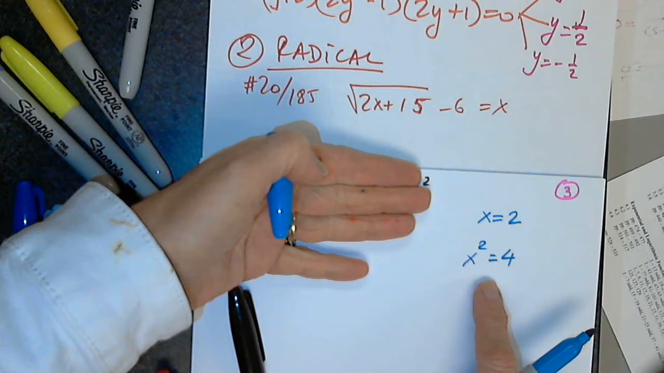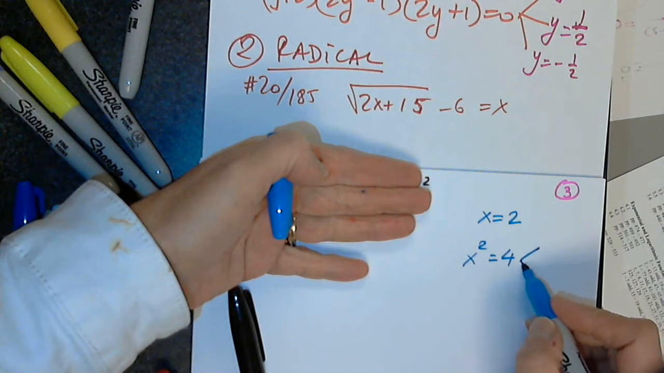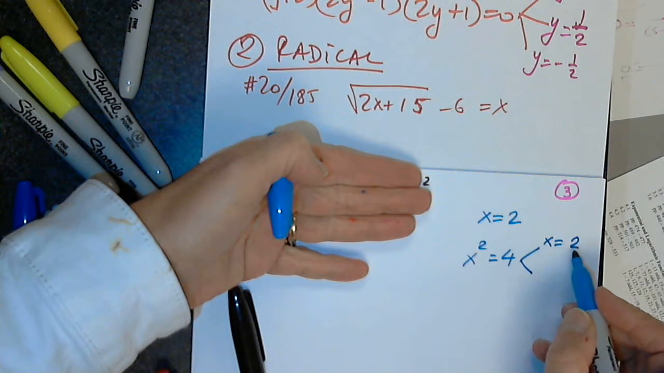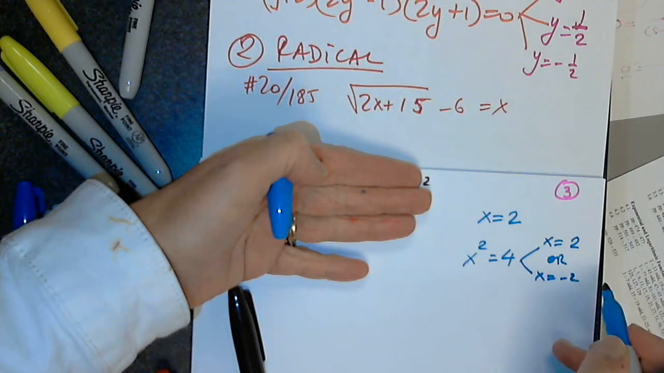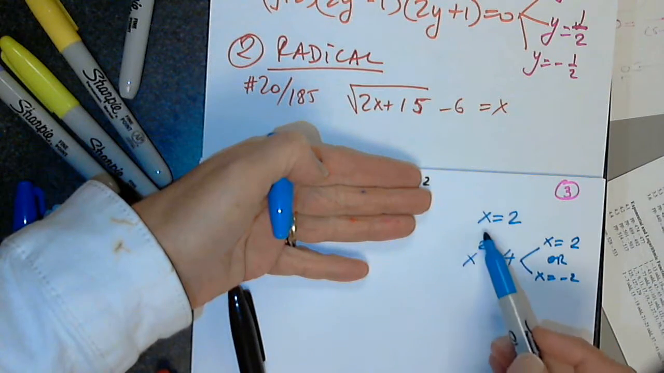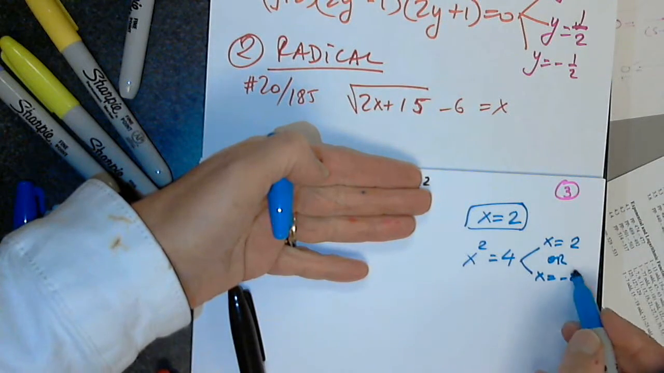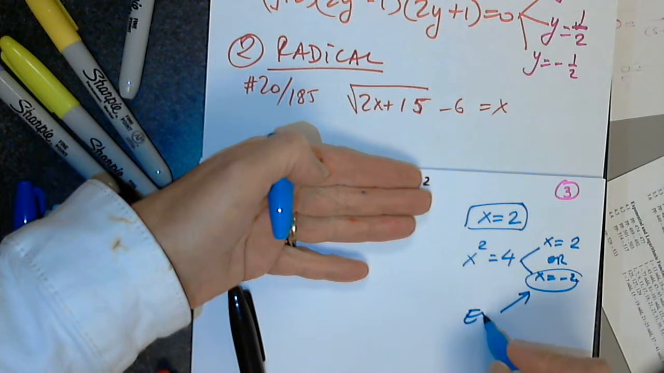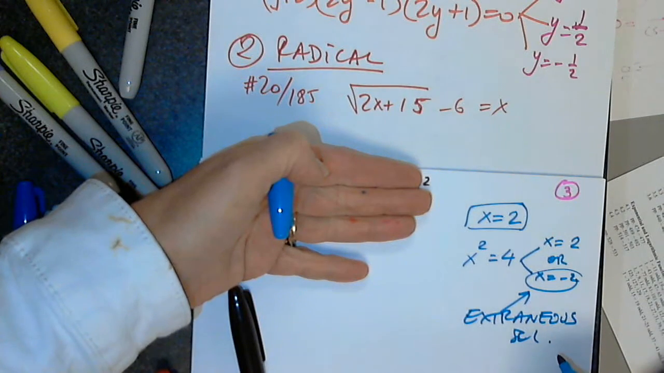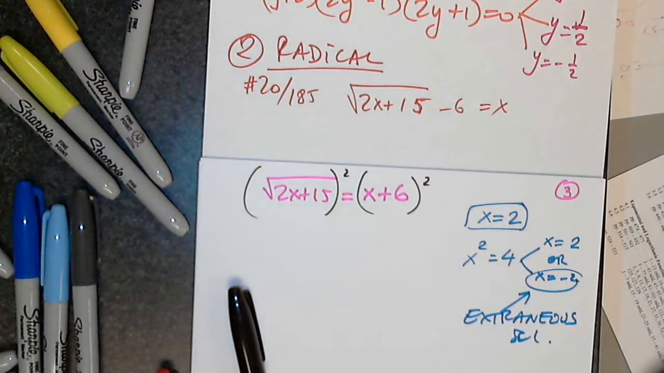How many solutions does it have? And they are? 2 or x equals -2. Which of these two solutions has nothing to do with the equation I started with? Right. So this is called an extraneous solution. It's a byproduct of squaring both sides. It's not legitimate. So squaring both sides is a necessary step, however, it is not a legitimate operation.